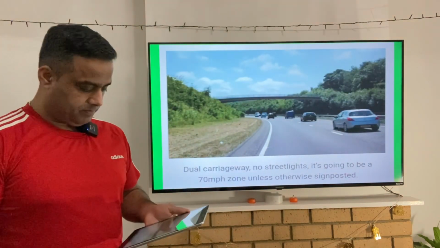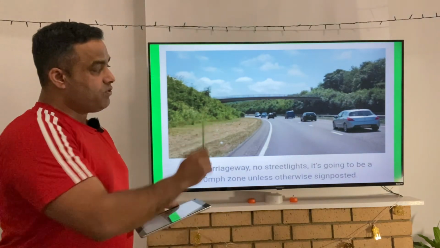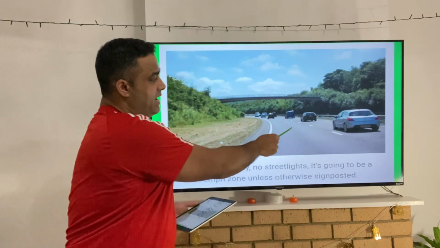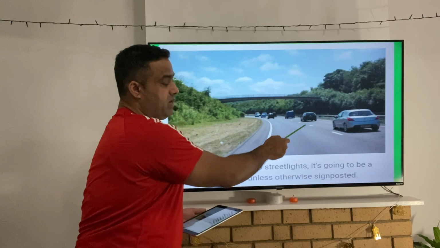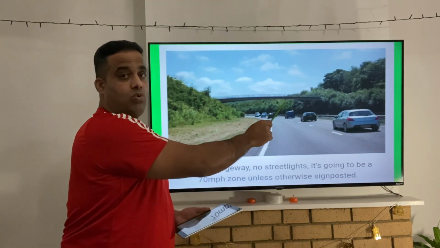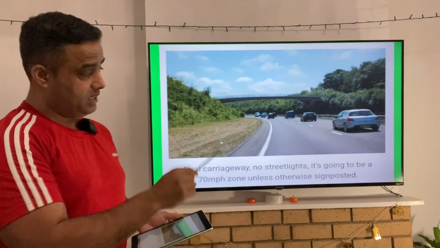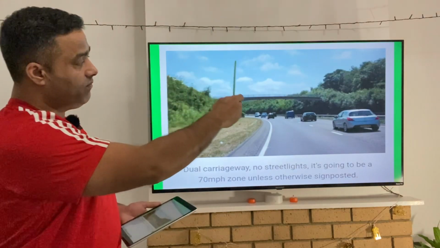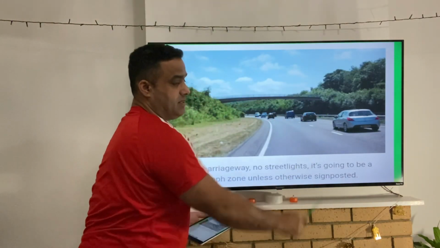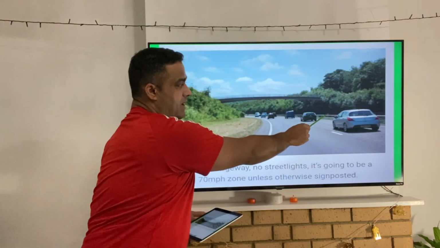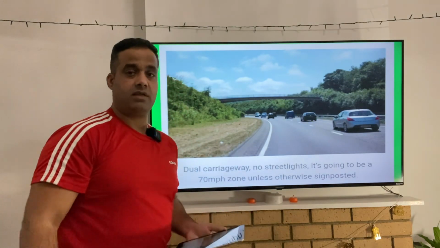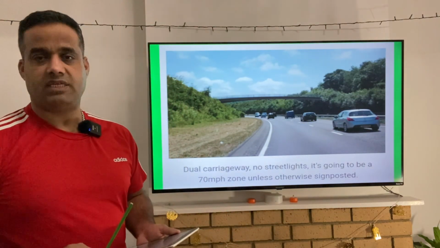Move to the next one. This is a dual carriageway. 2 lanes are going one direction, the other 2 are going the other direction. In this case, there are 4 lanes, 2 on that side, and there's a physical barrier here. The speed limit here will be 70 miles per hour.